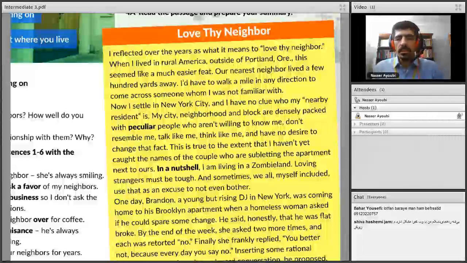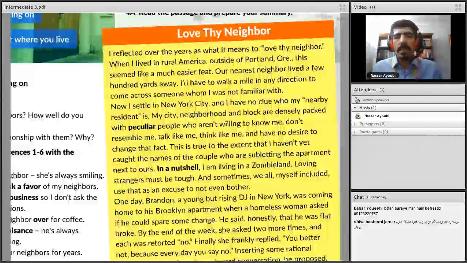This is true so much, you know, to the extent that... this is so much true that I haven't yet caught the names of the couple. I haven't had the chance to know the names of the couple who are subletting, who are renting the apartment next to ours.